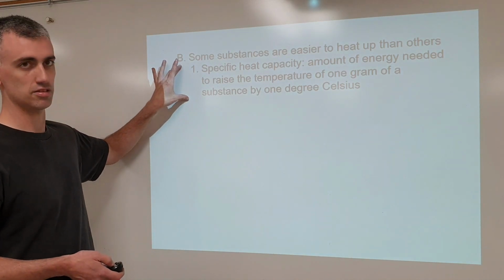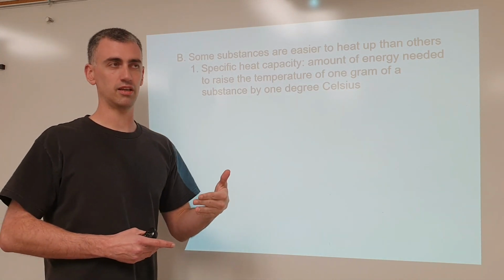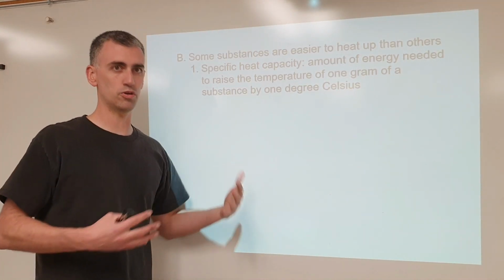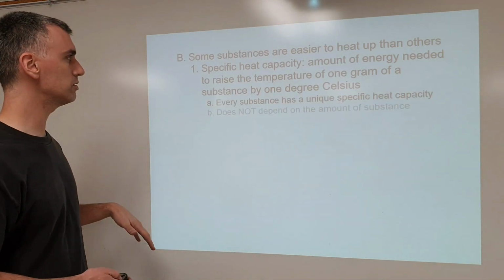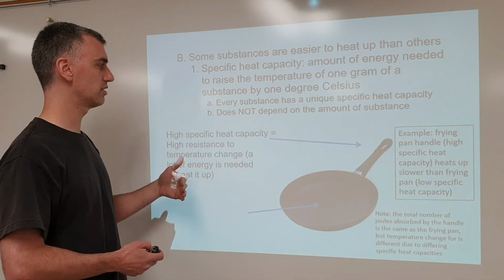And some things, such as a car or black pavement, are going to warm up a lot more on a sunny day than, say, the grass or the ocean. The reason is that they just inherently resist changes of temperature more in some cases.